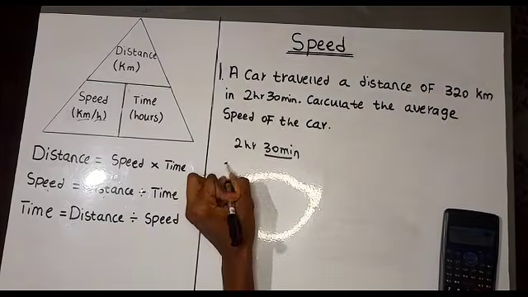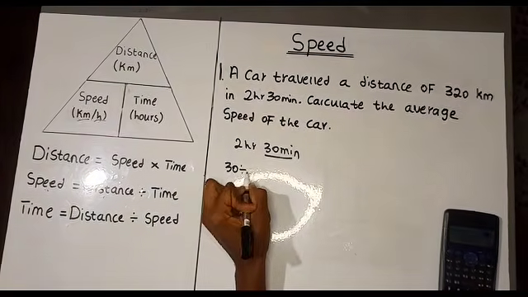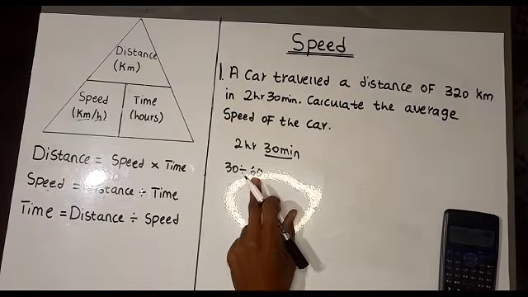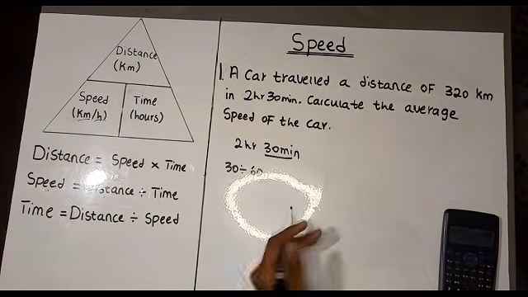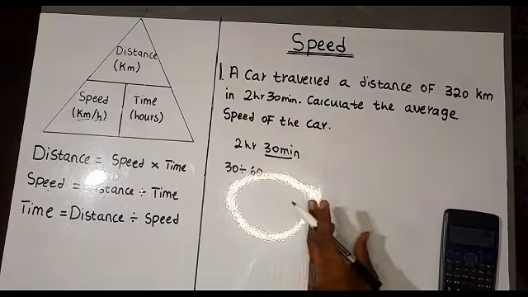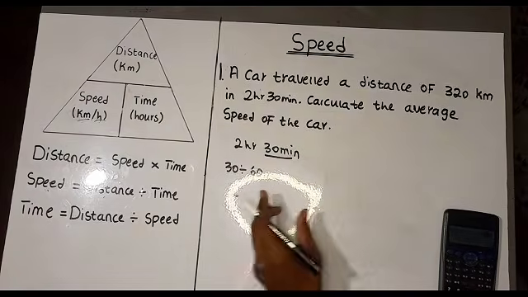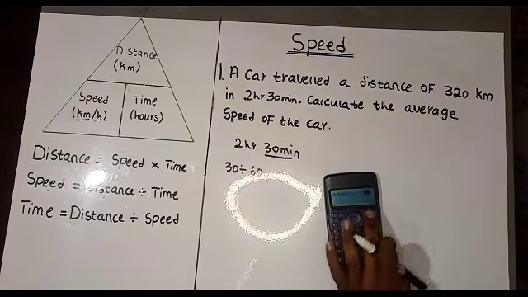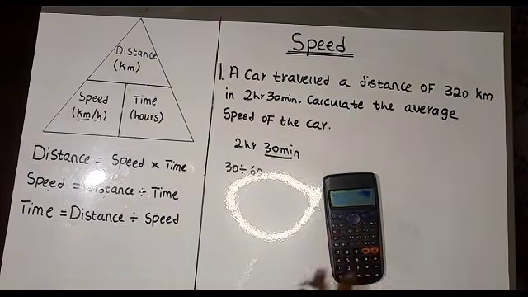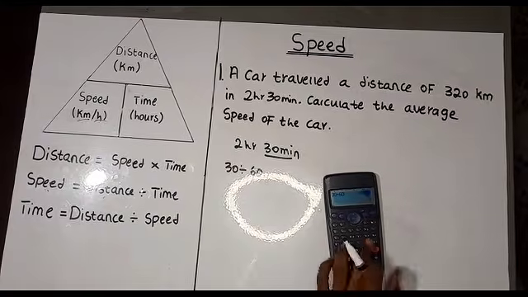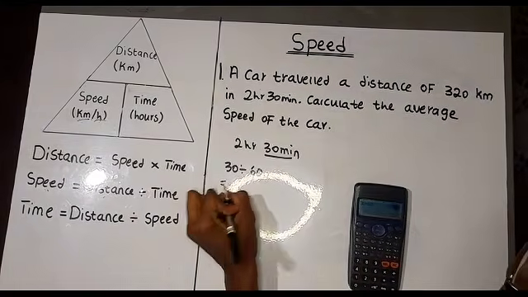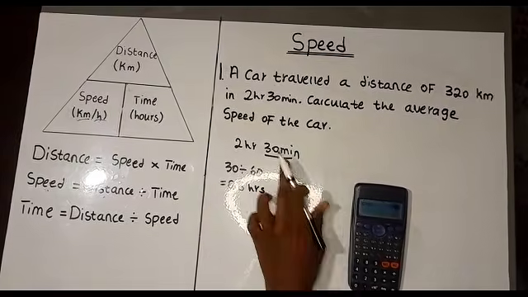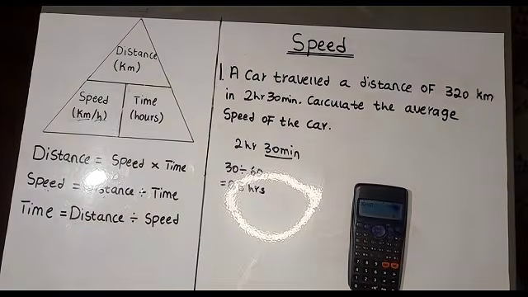So we're going to say 30 divided by 60. So this is how we convert from minutes to hours. We divide by 60. And if we were converting from hours to minutes, we were going to multiply by 60. But because we're going from minutes to hours, we divide by 60. So when we say 30 divided by 60, it gives us 0.5. So 0.5 hours. So 30 minutes is equivalent to 0.5 hours.